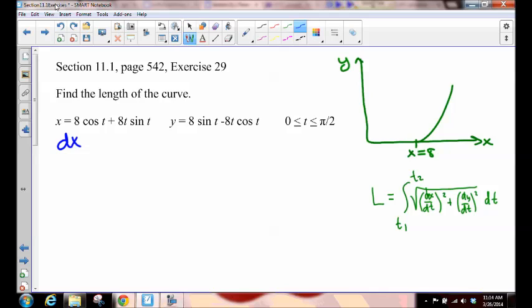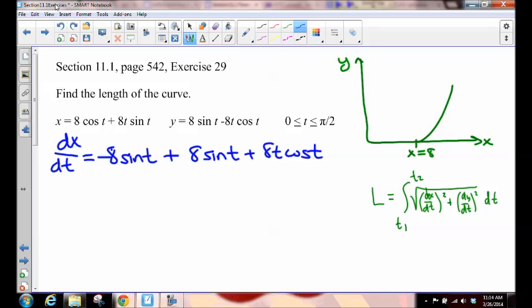So let's start by taking dx dt, and we're going to have negative 8 sine t, and then we're going to have to use our product rule, and so we're going to have 8 sine t plus 8t cosine t. And of course, our 8 sine t's are going to cancel, and we're going to end up with dx dt is going to be 8t cosine t.